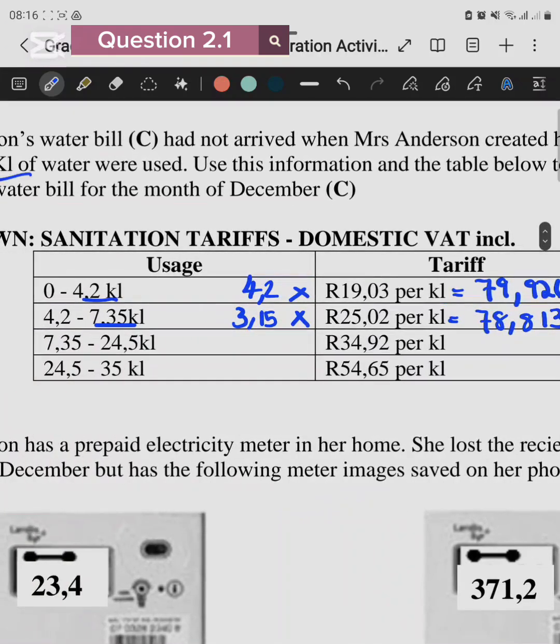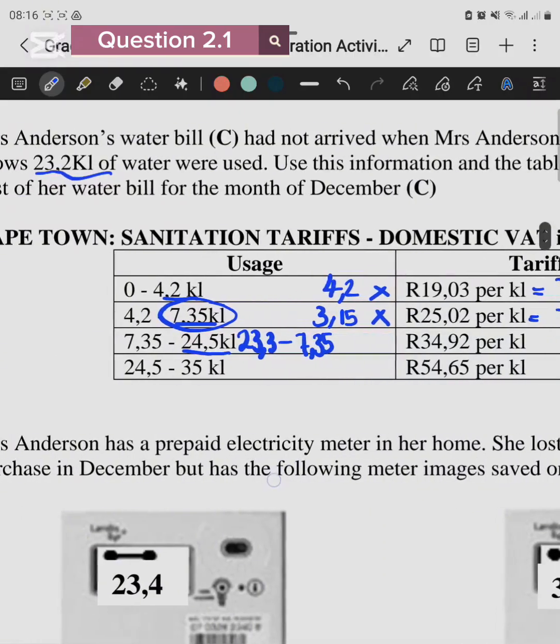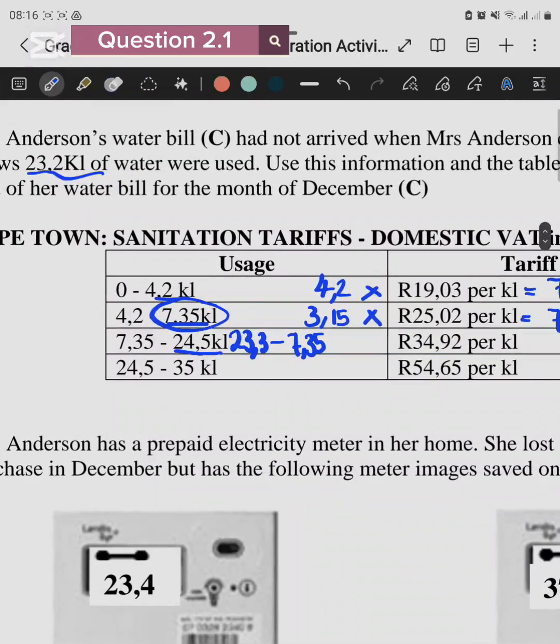Then the last one, because now in the next bracket I don't want to go too high. I'm not going to use all 24 kiloliters because we know I've only used 23. So I'm going to say, well, what is 23,2 minus the end of the previous bracket, minus the 7,35. That's how I work out how much is in this bracket. If I subtract them, sorry, 23,2, not 23,3, minus that, I get to 15,85.